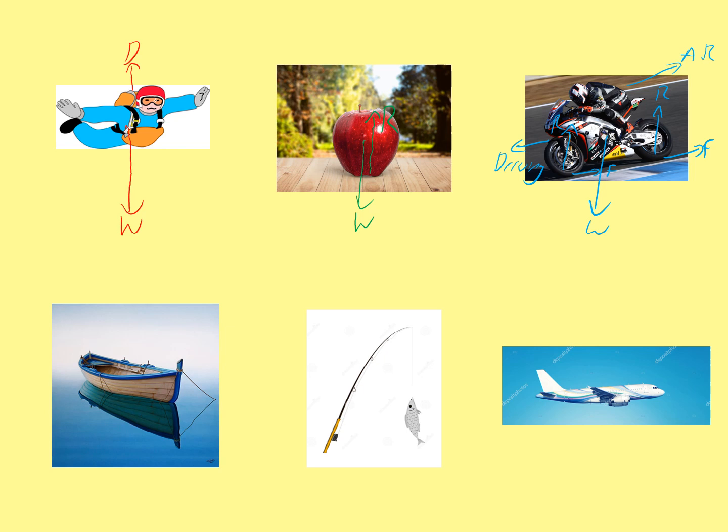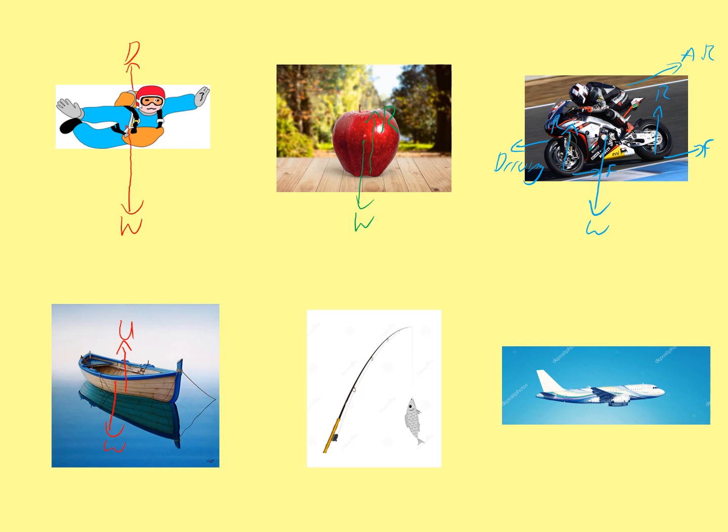Next, we're going to have a look at the boat. The boat has got weight going downwards from the center of the object. And then we've got upthrust, because the boat is floating. I'm assuming it's not moving. It looks like it's tied up.